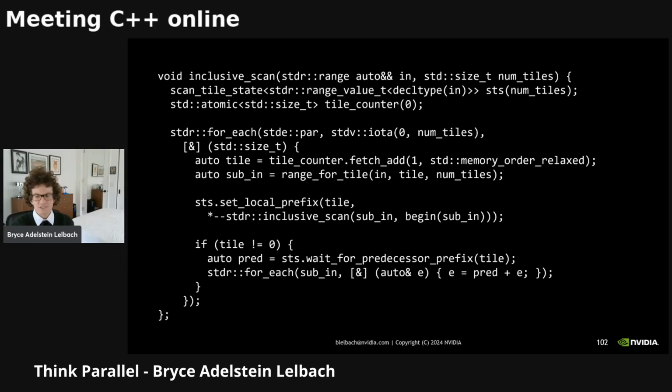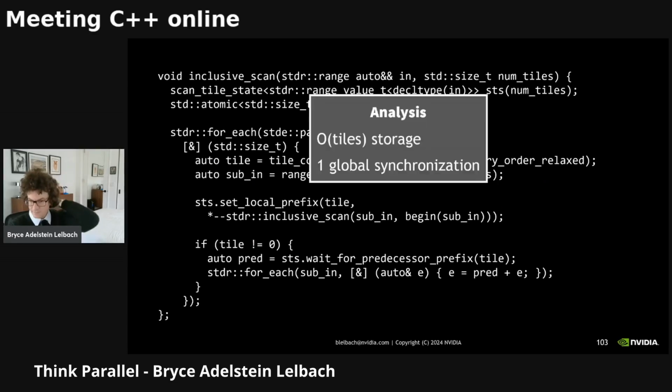Now we should have an understanding of how we perform communication in this decoupled lookback scan. Our decoupled lookback implementation needs only O(tiles) storage, while our 2-pass implementation needed O(input) storage. For context, for my benchmarks, I ran with 4 billion elements and 1,000 tiles. So it's much better to be in the O(tiles) regime than the O(input) regime.